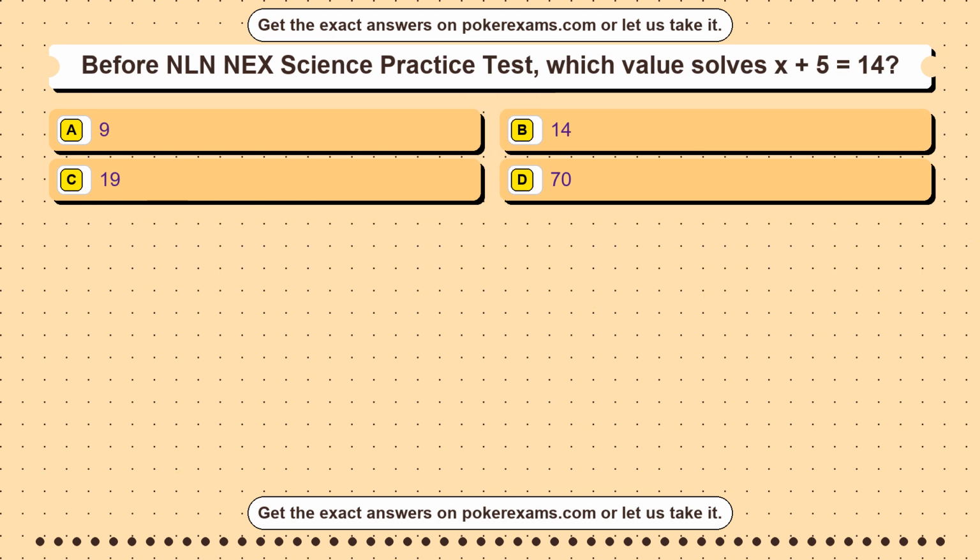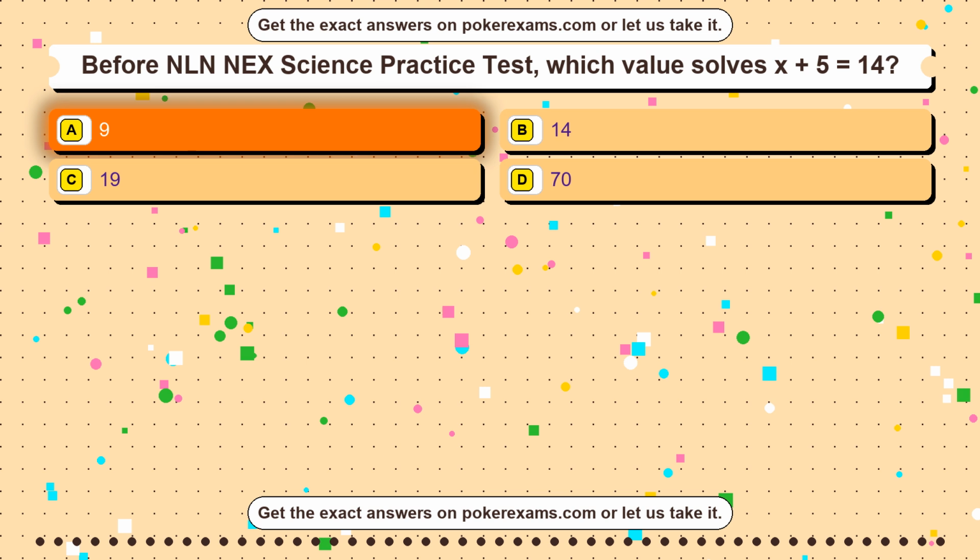Question 5. Before GED-RLA practice test, which value is 40% of 50? Option A 20. Option B 40. Option C 45. Option D 90. The correct answer is option A.